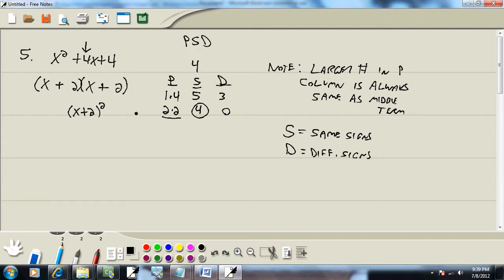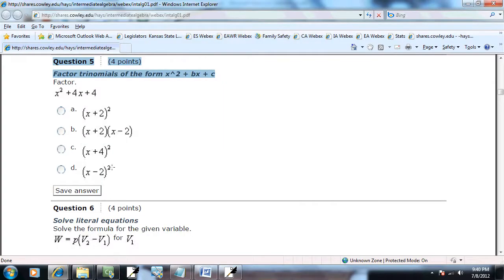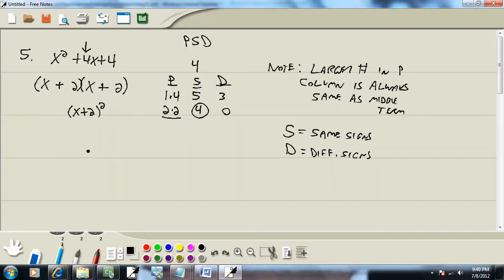I'm not sure what this particular test bank did, but one of these would be your answers. Let's go look. They do write it squared. Okay, so x plus 2 squared would be a. And that's your answer. This is actually a perfect square trinomial. I usually don't emphasize that method because you run across so few of those in mathematics. It's just as easy to use one of the other methods to factor it.